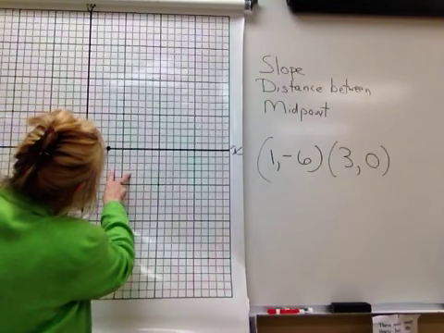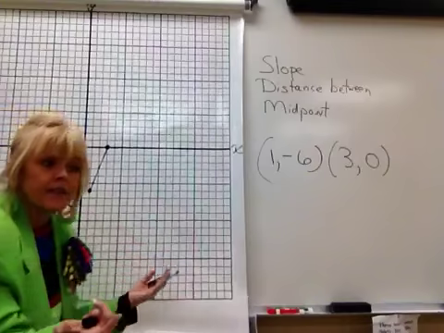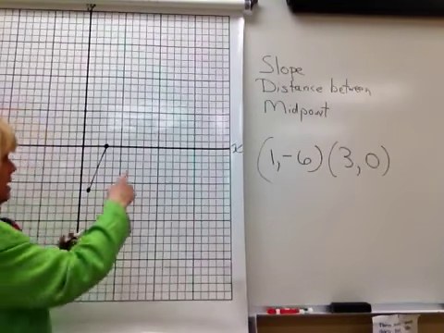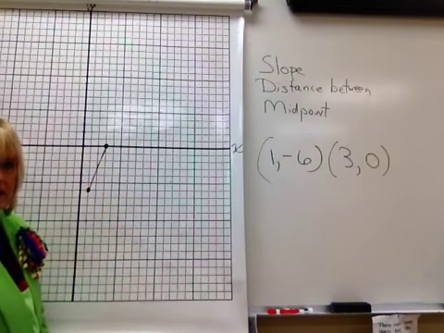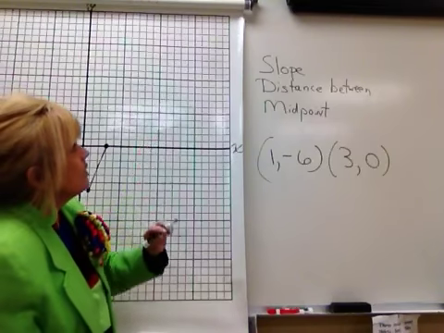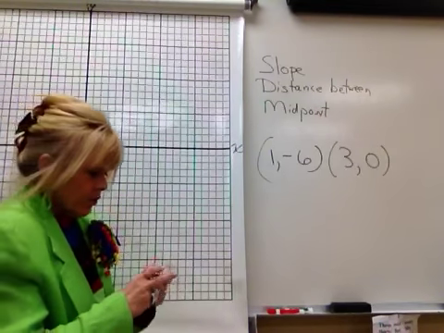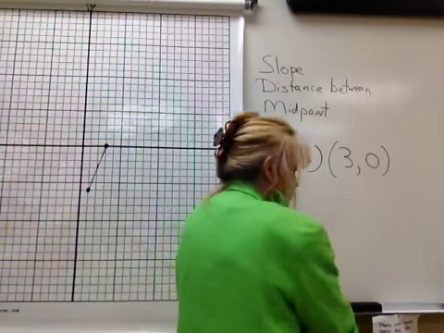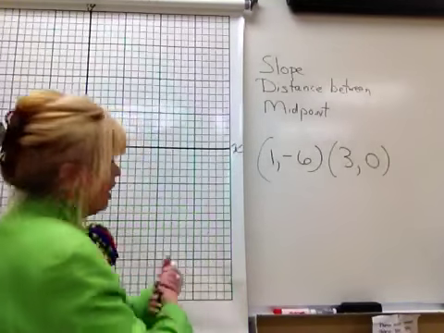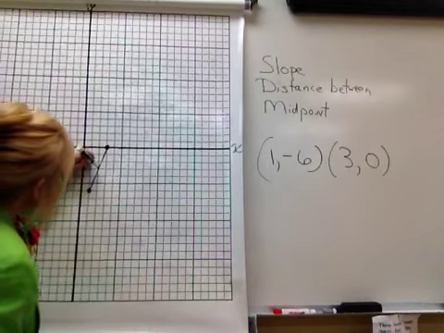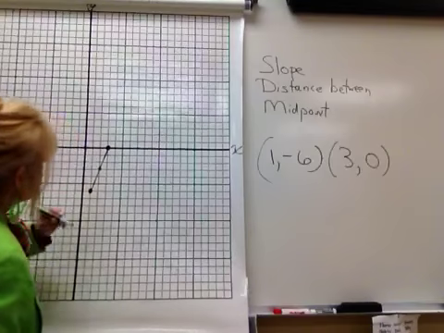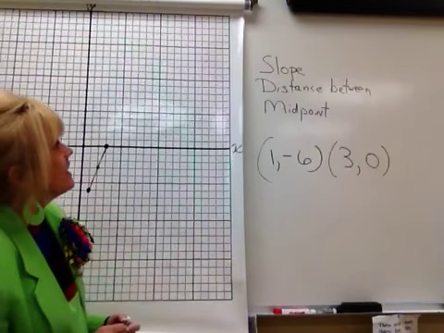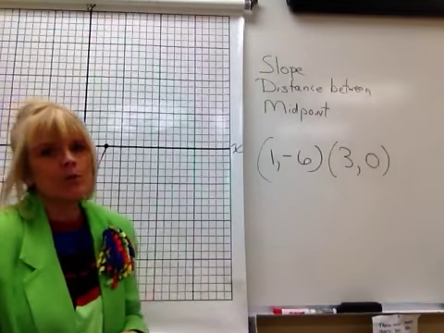So one of the things you're going to have to find is the distance between these 2 points. The other thing you have to find is the midpoint. We'll show you what the midpoint is. This is the point in the middle, right smack in the middle. And then the other thing you're going to have to find is the slope of the line.